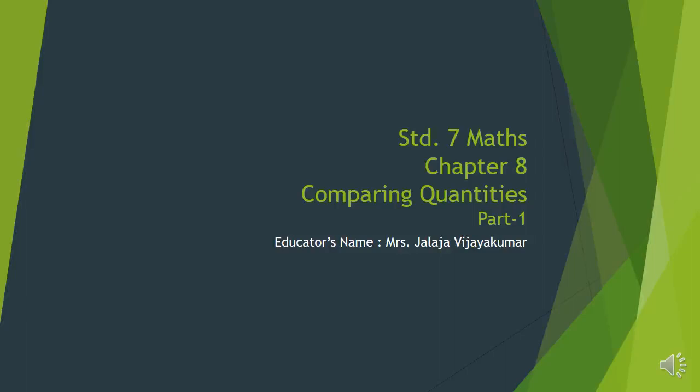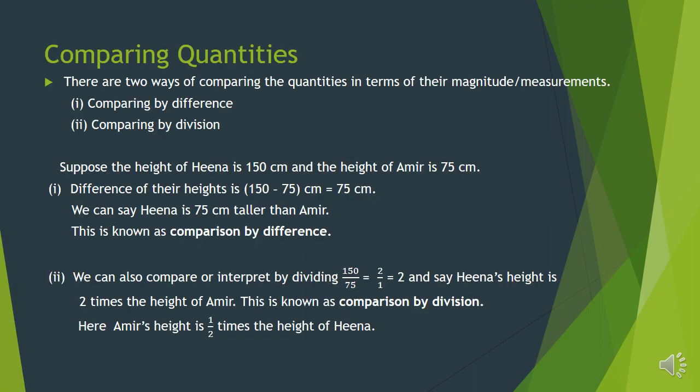Hello children, in this session let us start chapter number 8, comparing quantities. Comparing quantities. Quantities means number or amount related to something. Children, for comparing quantities there are two ways.